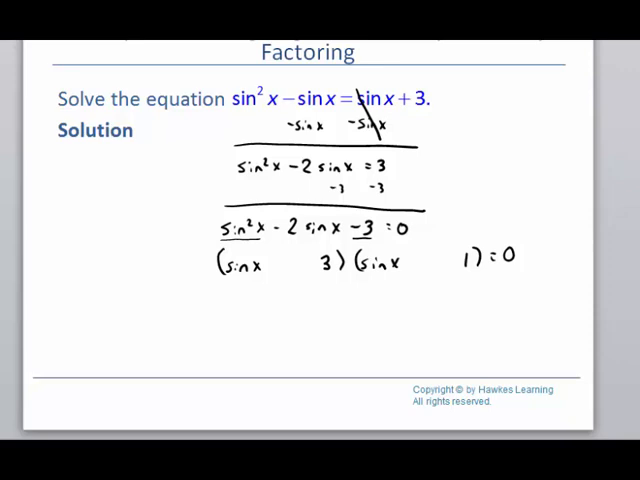Now let's work on getting our signs correct. We need the middle terms to combine to make a -2 sine x. And so let's try it this way. I'm going to put my negative and my positive in. I'm going to check with the FOIL method and make sure that I have it right. First times first is going to be sine squared. Outside, we're going to have sine x times 1.